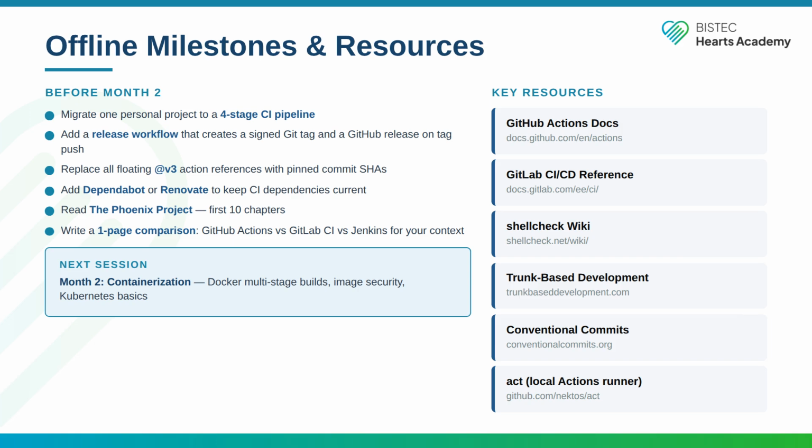Sixth, write a one-page comparison of 2 CI platforms based on the same lab. Key resources are the GitHub Actions documentation, the GitLab CI/CD reference, the ShellCheck wiki, the trunk-based development guide at trunkbaseddevelopment.com, and the OWASP CI/CD Top 10. That last one is worth reading early, because CI pipelines are a frequent attack target. Month 2 covers containerization with Docker, multi-stage builds, image hardening, and the Harbor registry you pushed to today.